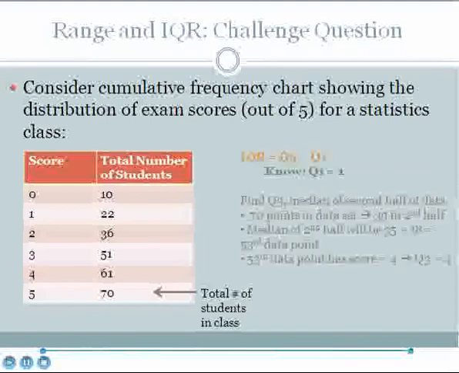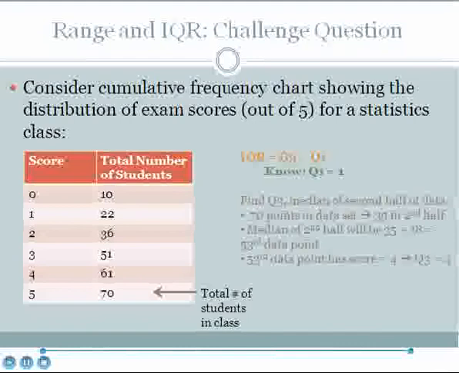Repeat this process to find Q3, the median for the second half of the data. There are 35 points in the second half of the data. The median of the second half of the data will be the 18th data point in the second half. This is the 53rd data point because there are 35 data points in the first half.